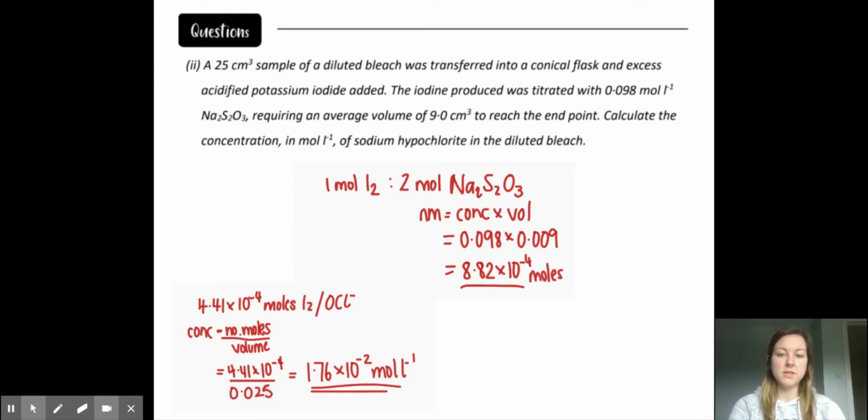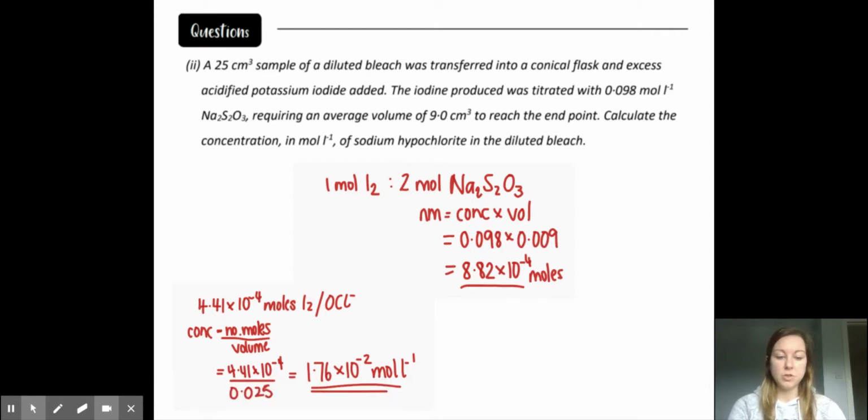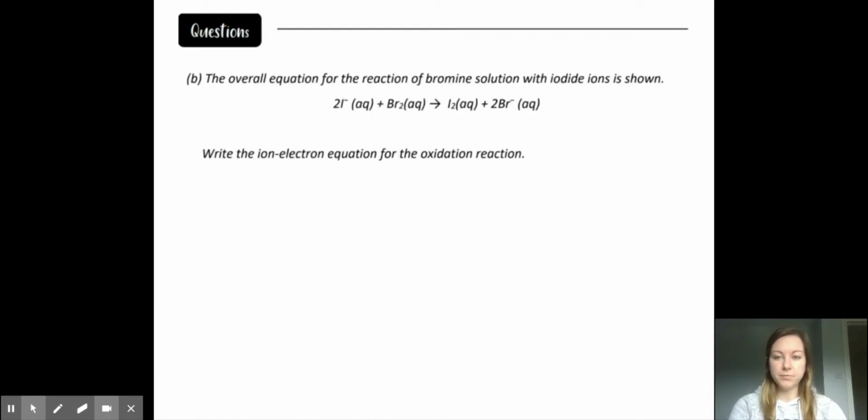The only difference is in our experiment example, we were looking for a mass, which just requires that kind of extra step of looking to see how many moles you have in your diluted solution. Whereas this is just figuring out the concentration. So this question is probably a wee bit easier just because it doesn't include that step. Okay, so that's the first question.